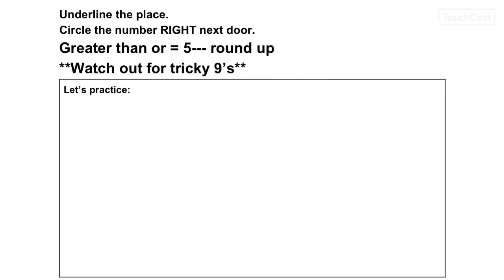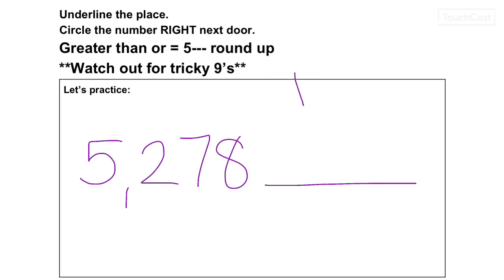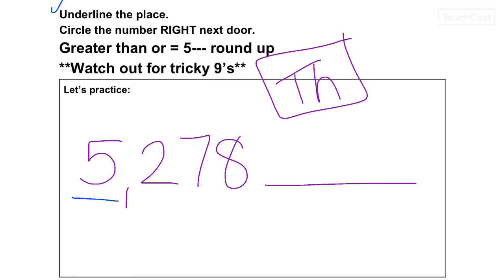We're going to try one more problem. We're going to round to the nearest thousands. So let's do 5,278 to the 1,000. TH stands for 1,000. So pause and try it yourself. All right. Underline the thousands place. This number has 5 thousands, 2 hundreds, 7 tens, and 8 ones. So thousands. Let's look at the hundreds. Do we have any tricky 9s? No. So cross out these two numbers. You don't need them. We just need the 5 and the 2.